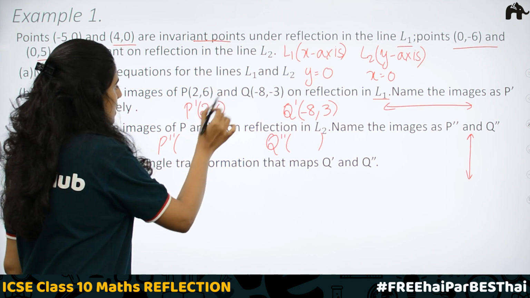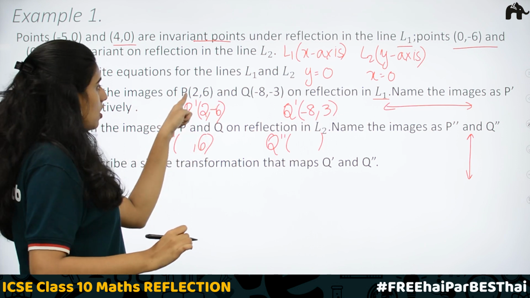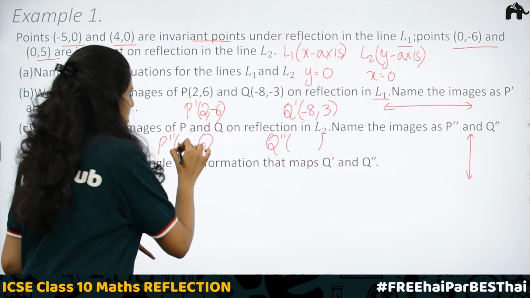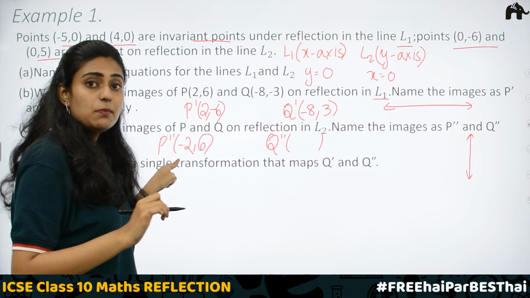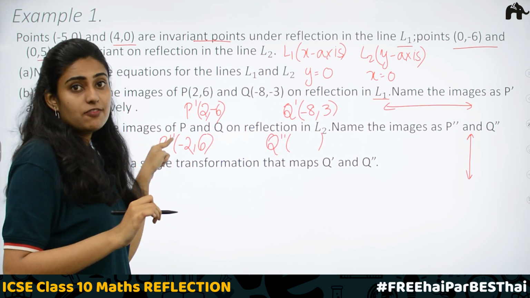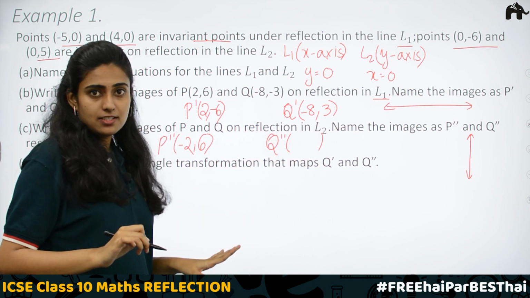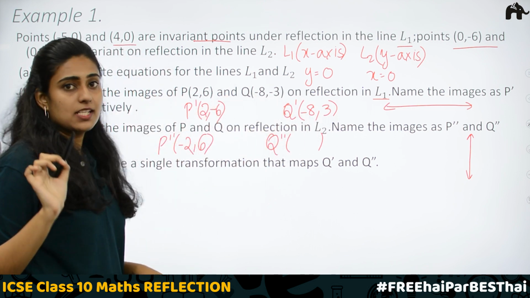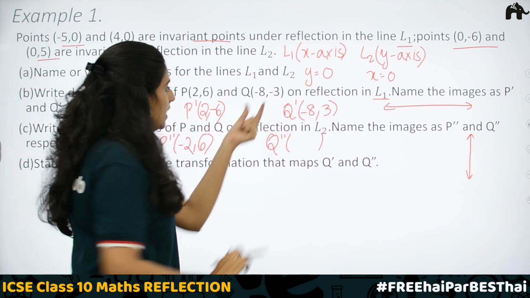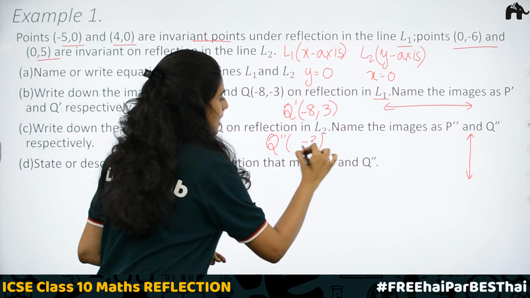Here the y-coordinate is 6. For point P, y-coordinate is 6. X-coordinate we have 2, sign changes. It becomes -2. Okay. This is point P double dash, which is the image when reflection is in L2. What about Q double dash? Here the y-coordinate is -3. Y-coordinate remains the same. -3.